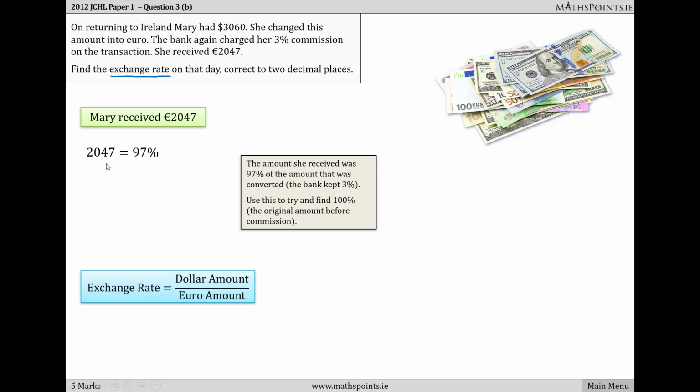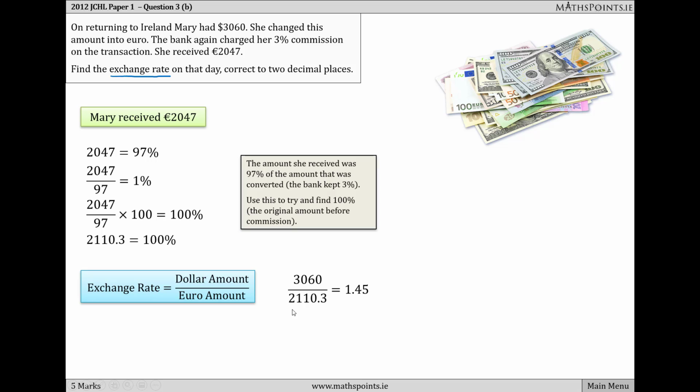If 2,047 is 97%, how do we go and find 100%, the original amount, before the commission was taken away? Well, if we divide by 97, we can find 1%, and then if we multiply back by 100, we can find 100%. And so the original amount before the commission was taken out is €2,110.30. So to plug these numbers into our exchange rate formula, the dollar amount was 3,060.